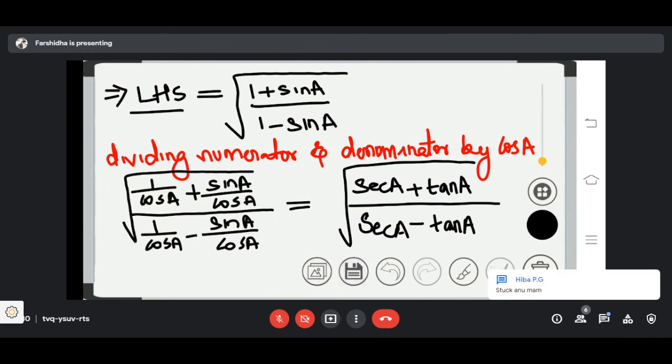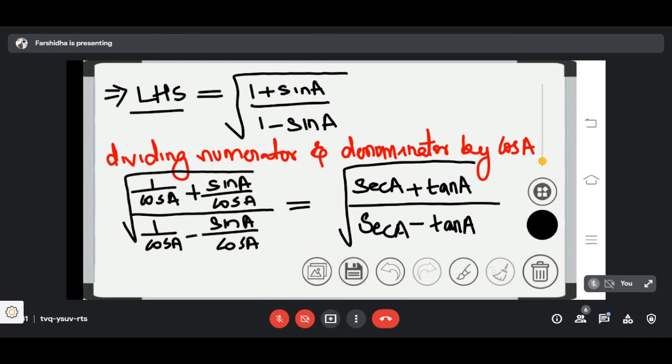First, we have divided the numerator and denominator by cos a. So all the terms we are dividing by cos a. So 1 plus sin a, it will be 1 by cos a plus sin a by cos a divided by 1 by cos a minus sin a by cos a. Everything we are dividing by cos a.